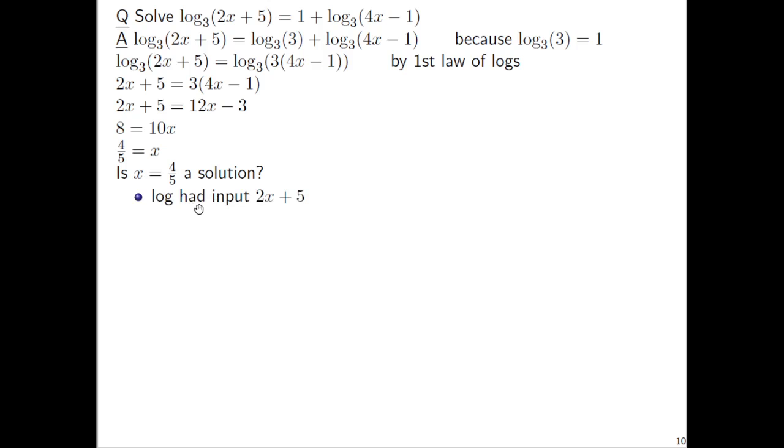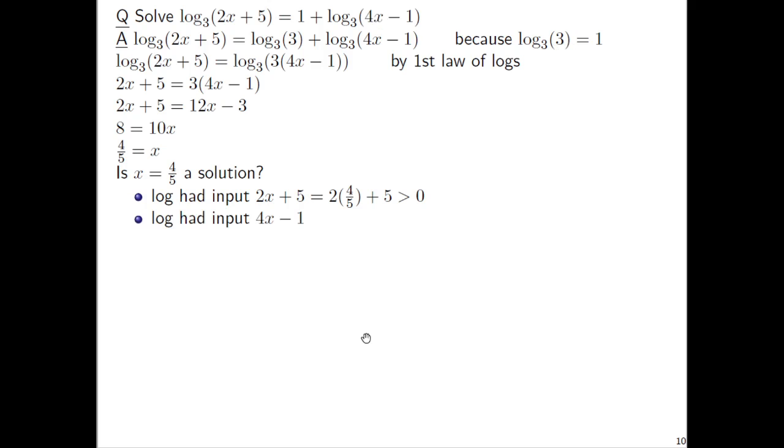So, first of all, there was a log input. The log had an input here, 2x plus 5. So we'll replace the x with 4/5. Look, 2 times 4/5 plus 5, we don't need to simplify that any further. All we're trying to do is see if this is positive or not. There's no minus signs there. And if you're just multiplying and adding things that are fractions or not fractions, and there's no minus signs, that should be bigger than 0. The only other original logarithm was 4x minus 1.